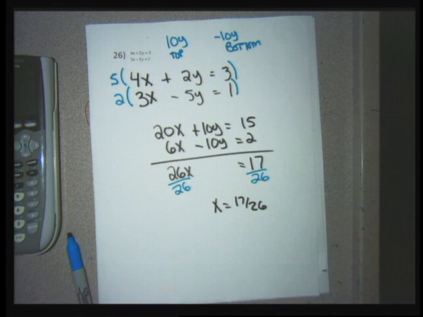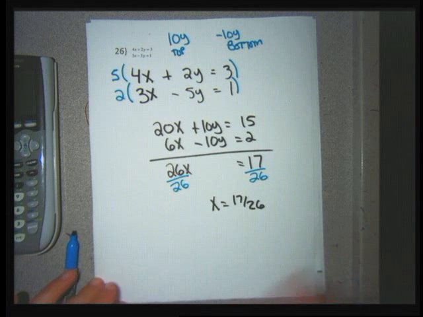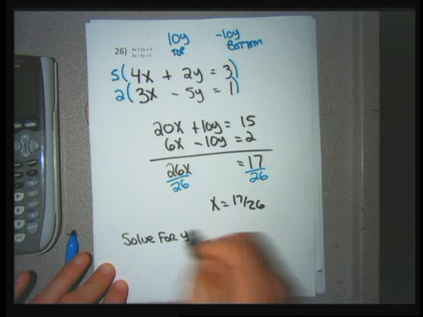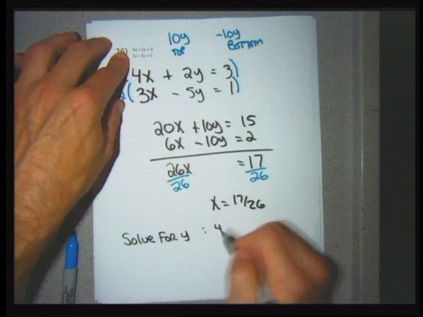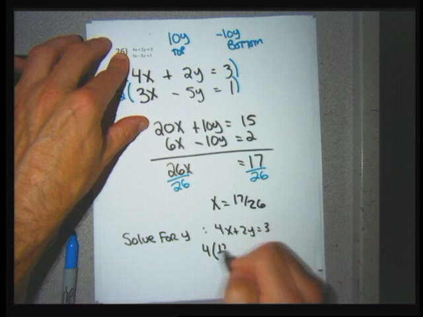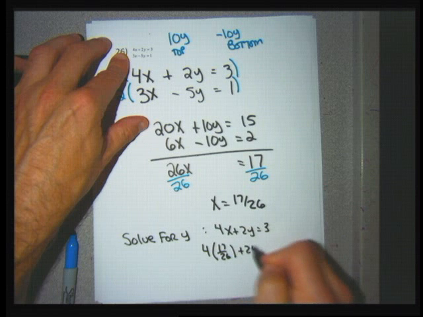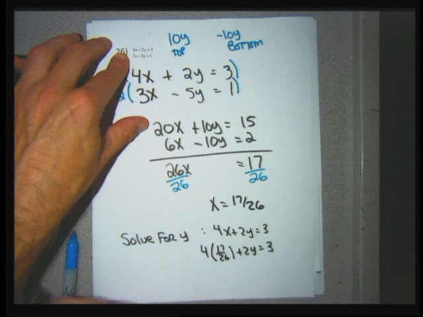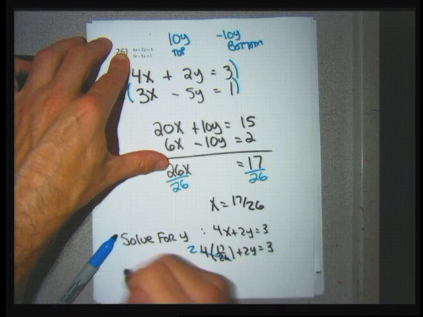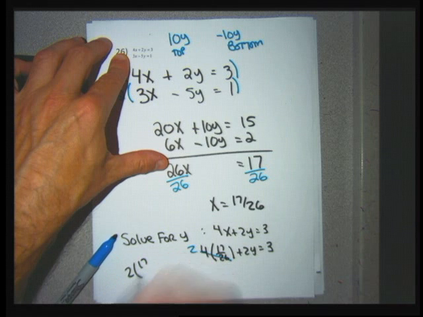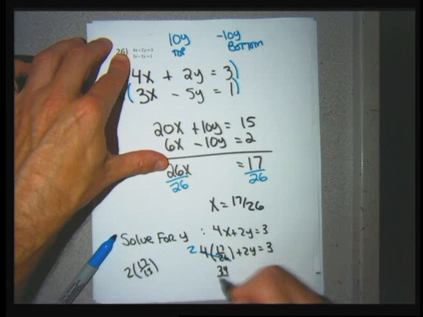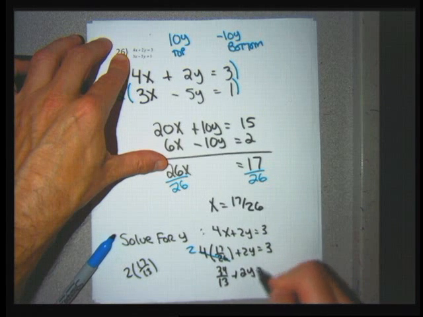There are slick things I can do, but it's not probably the right time to be slick. So let me solve for y. I'm going to generate this y by my calculator. I'm going to use the top equation, 4x plus 2y equals 3. I'm going to go 4 times 17 over 26 plus 2y equals 3. The 4 cancels with the 26 and becomes a 2. So I'm left with 2 times 17 over 13. That's going to be 34 over 13 plus 2y equals 3.